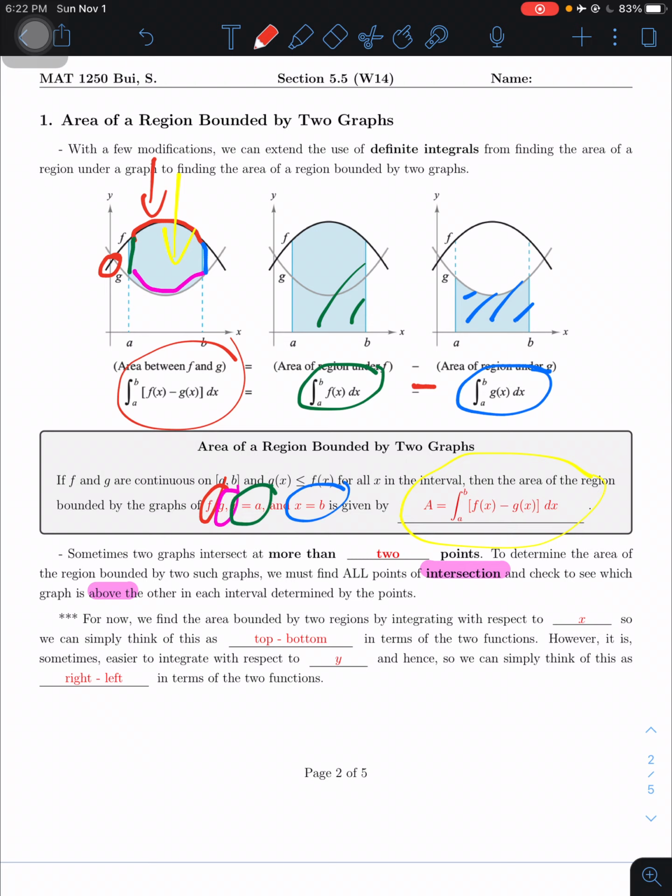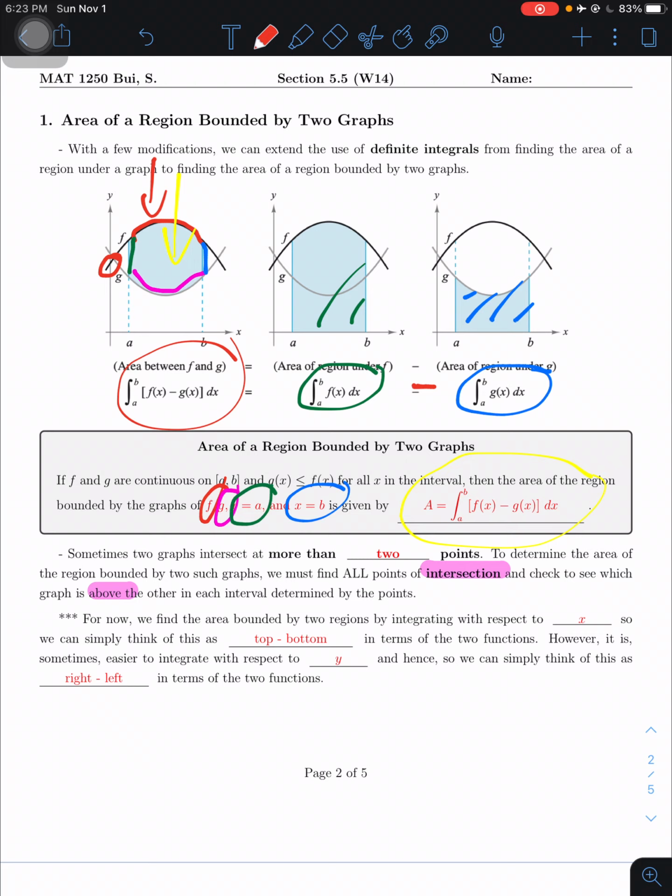All right, so for my personal tips, for now, we find the area bounded by two regions by integrating with respect to x. So we can simply think of it as top minus bottom in terms of the two functions, right? Whichever function lies on top, we subtract the function that lies on the bottom. Top minus bottom. However, sometimes it is easier to integrate with respect to y, okay?